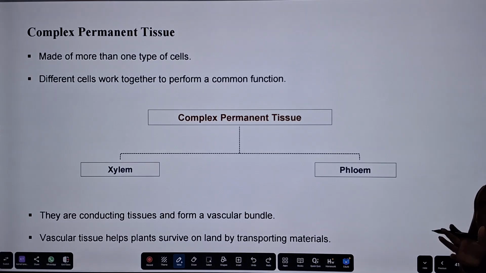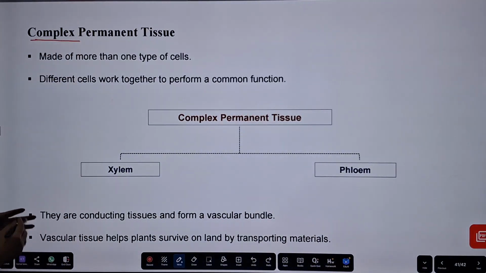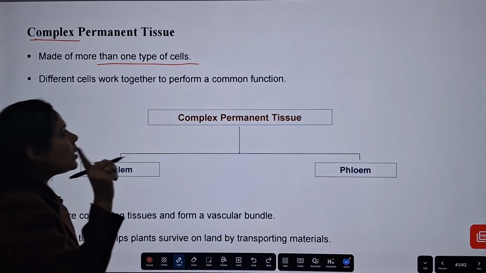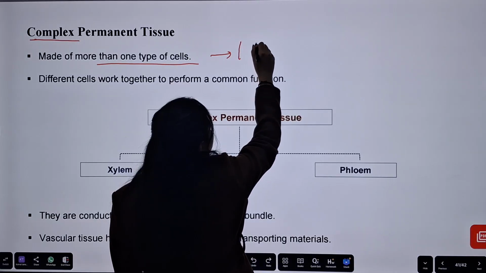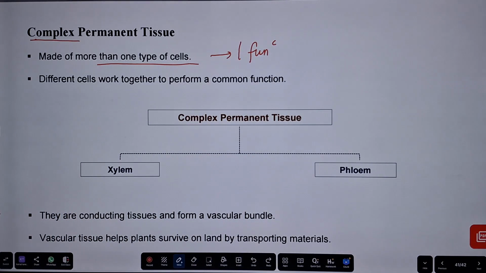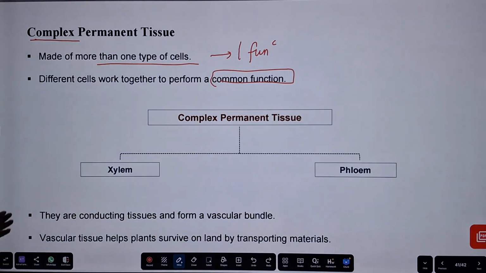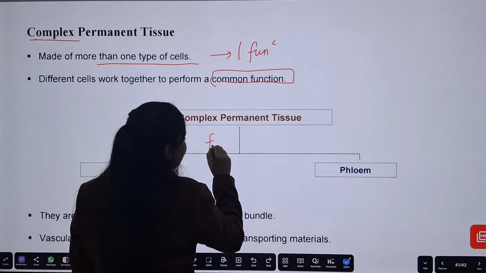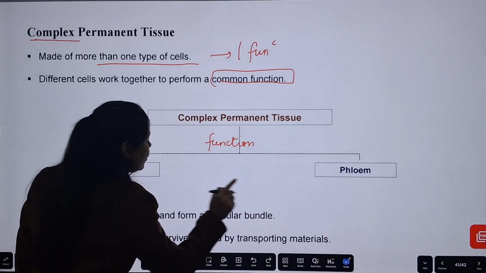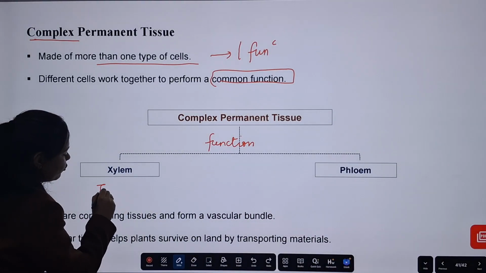So now let's study complex permanent tissue. Complex, as the name suggests, means there is more than one type of cell that group together to perform one common function. Different cells work together to perform a common function. Now, on the basis of function, we can categorize complex permanent tissue into xylem and phloem. Phloem and xylem are basically responsible for transport.